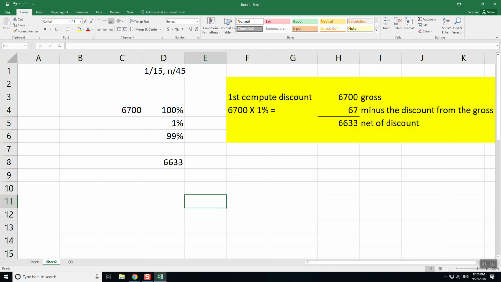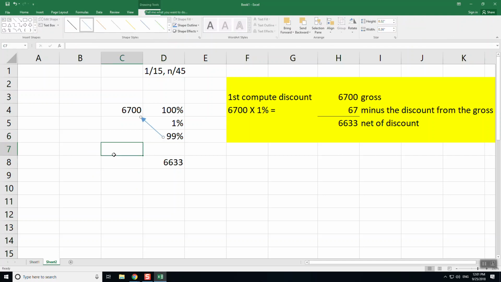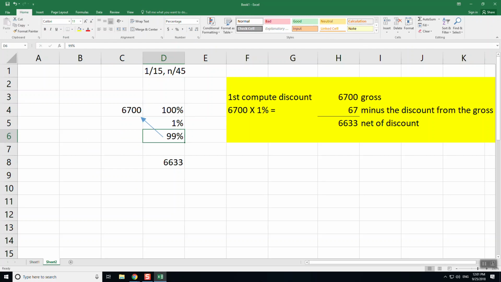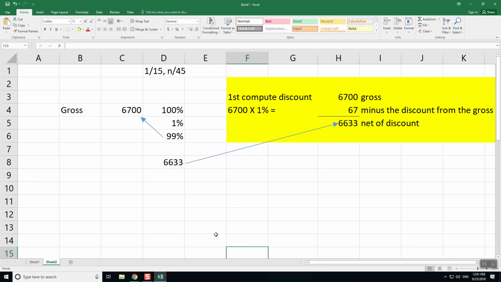The other way is to think in your head, okay? If there's 1% that we're going to get taken off of this, what will we be left with? We would be left with 99%. You can do that in your head, right? If you're not going to have to pay 1% of something, you have to pay 99%. So you could just take 99% and multiply it by the gross amount. So in my head I said 100% minus 1% gives me 99%. And I multiplied 99% times the gross amount, the same gross amount that I did over there in yellow. And it gave me 6633, which is the same as what we did going the long route. Both ways work. So whichever you're more comfortable with, but that's the same net of discount.